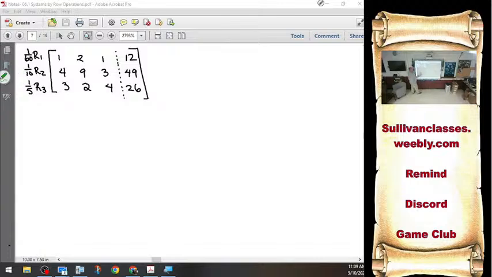Step 0 was to write my matrix, and I can work with it as I'm doing that. Now, step 1, I'm going to leave row 1, so I'm not writing anything. But I will say row 2 minus 4 row 1s. So I'm not touching row 1.